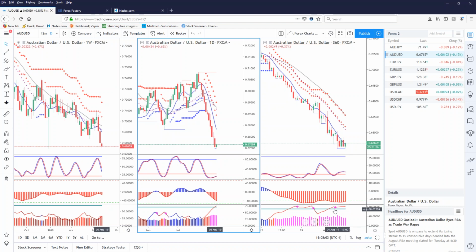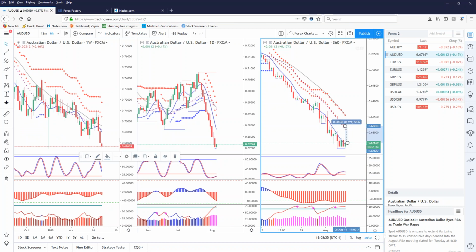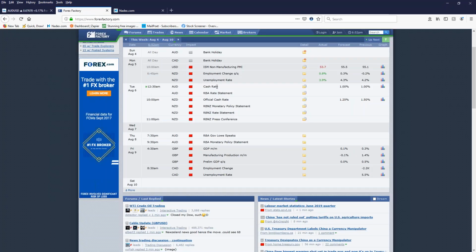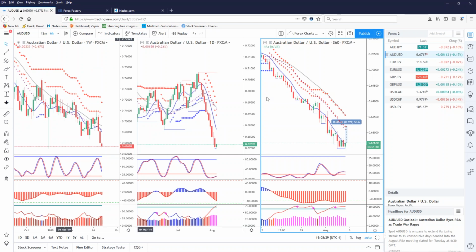Also see here, you're overextended on all three, really. The ADX, the RSI, and the stochastics just came off of being overextended. You also just made a very small double bottom here. Again, anticipation would be probably an upward move overnight. But remember that I believe it was around midnight, they have the cash rate in the RBA rate statement, okay? So you need to be aware of that if you're trading this overnight. Any questions on the Aussie dollar?